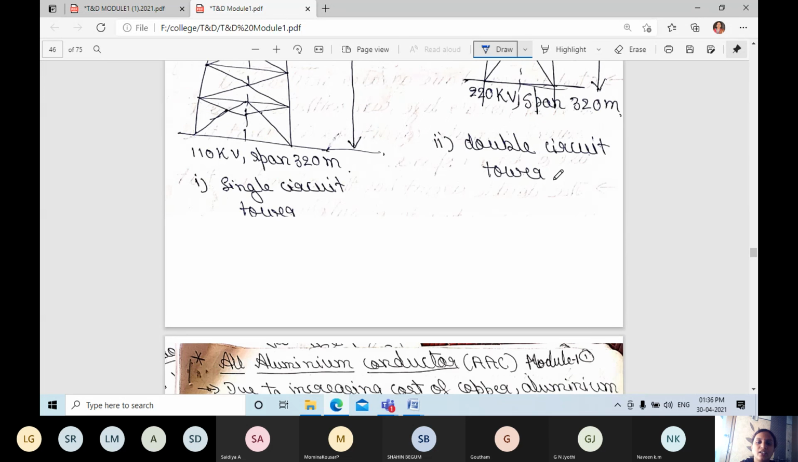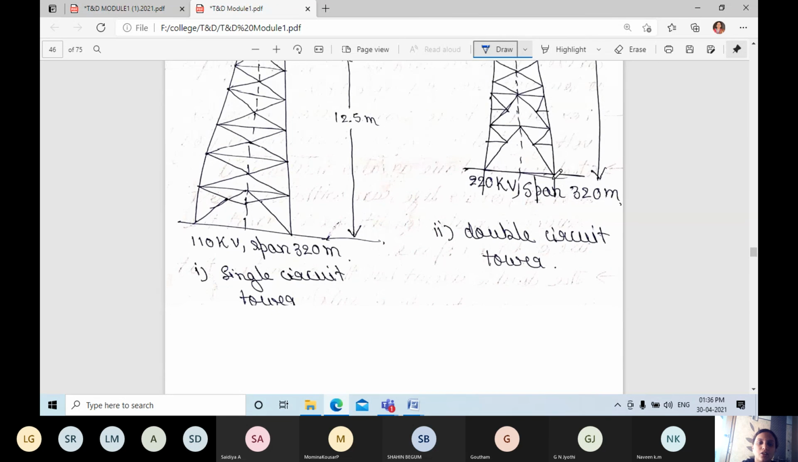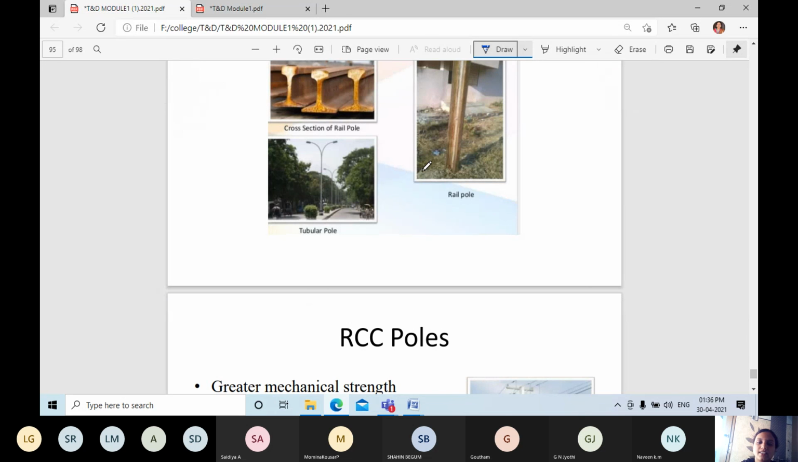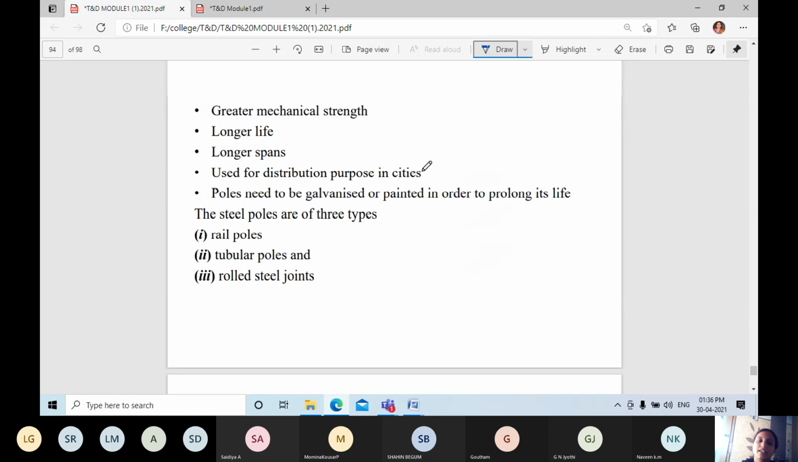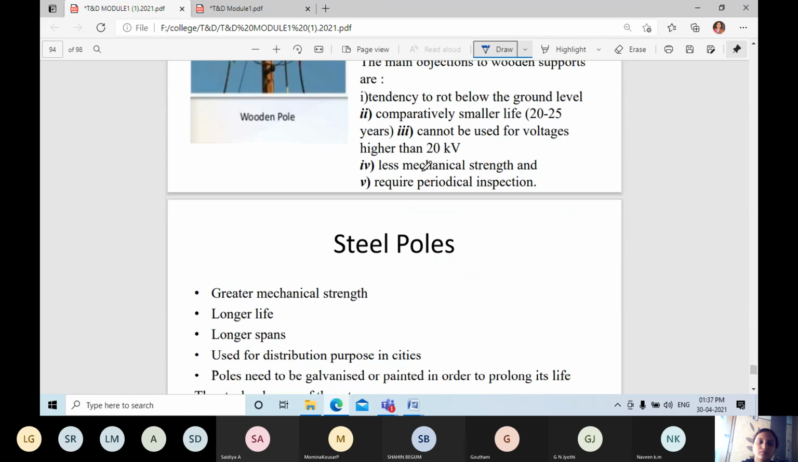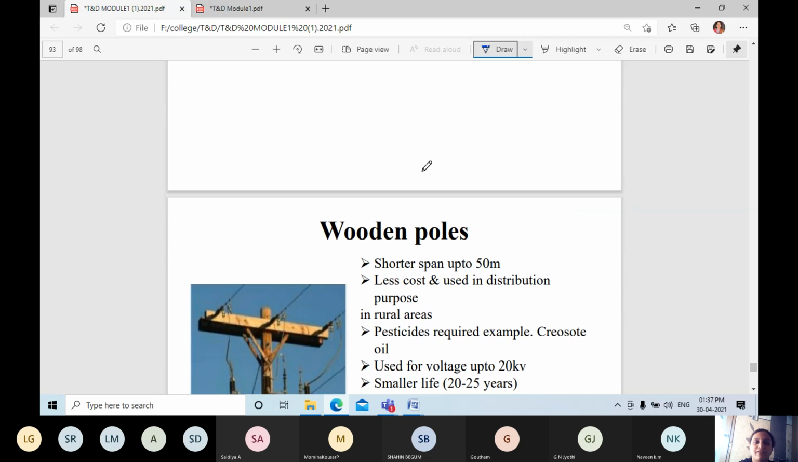In the next class, I'll discuss the other topics in the first module: string efficiency and types of conductors. Today we have discussed line supports and also insulators: insulator properties, materials and types of insulators, and line supports, their properties and types.